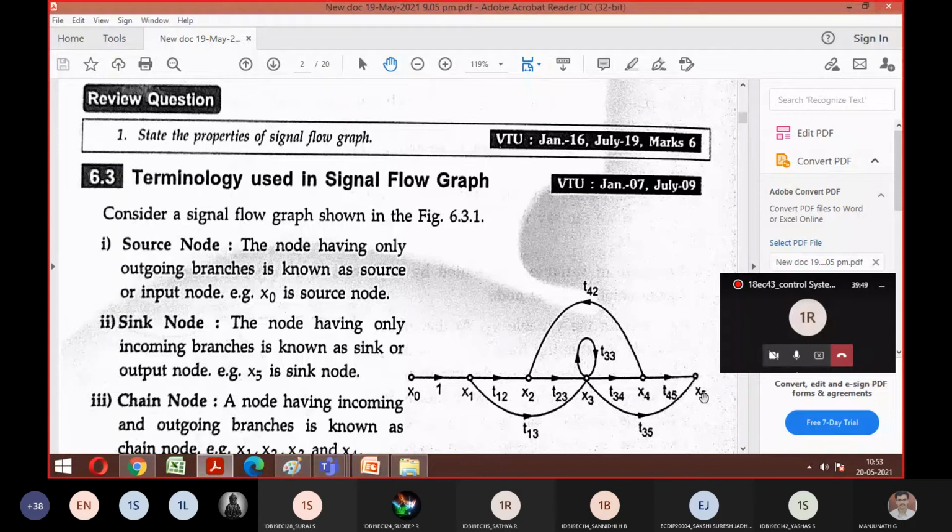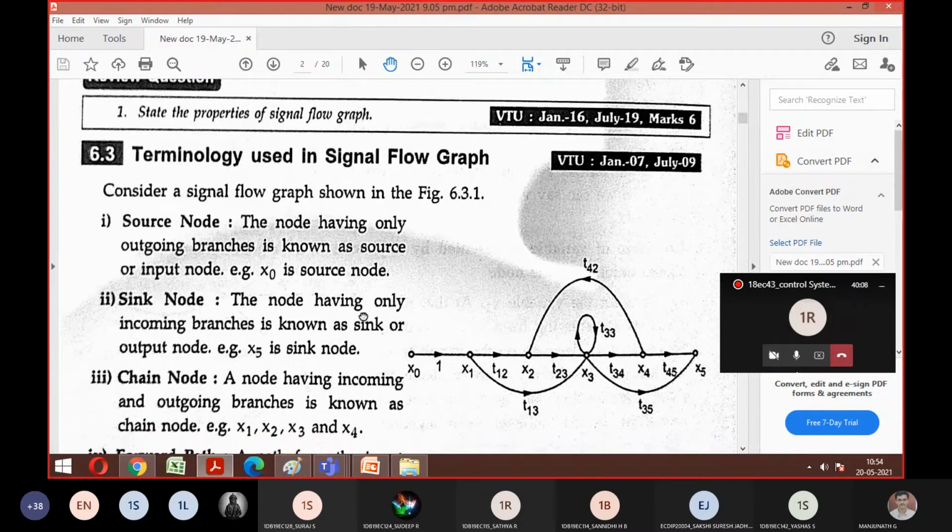To get a transfer function, the ultimate goal of this signal flow graph is the same as your block diagram, but time consumption is lesser here and complexity is lesser compared to your block diagram. So for the output you need to find X5 by X naught only, meaning C of S by R of S.